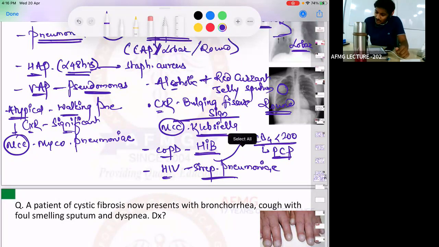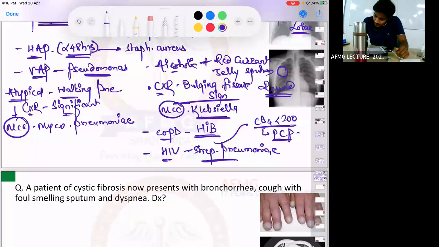Pneumocystis jirovecii ka patient X-ray will show us. So ye important hai. If a patient with HIV is showing some chest X-ray changes, the cause is Streptococcus pneumoniae. But if the patient with HIV having pneumonia is not showing any chest X-ray changes, the cause is Pneumocystis jirovecii. So Pneumocystis jirovecii mein chest X-ray, याद रखना is important.